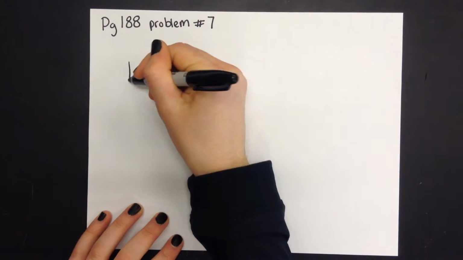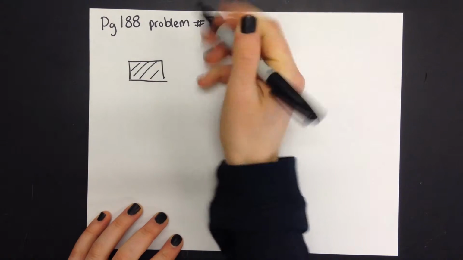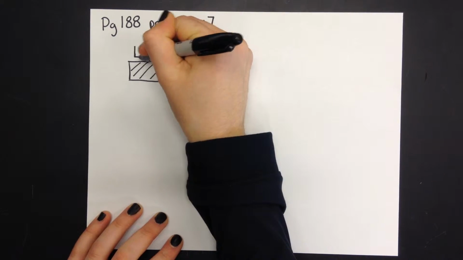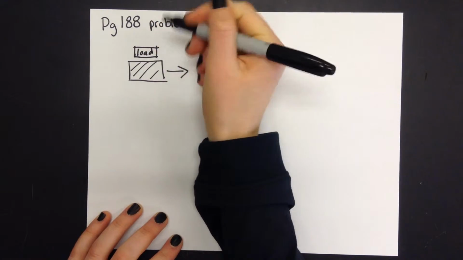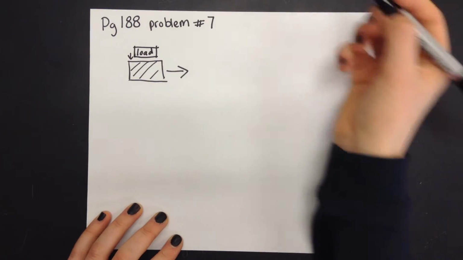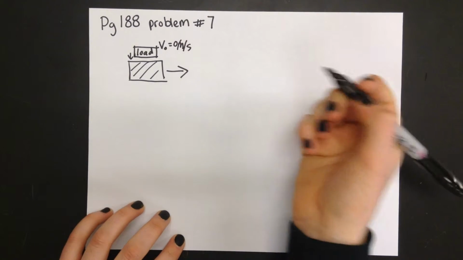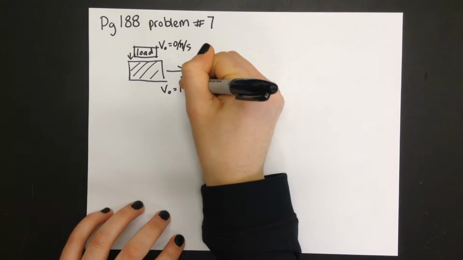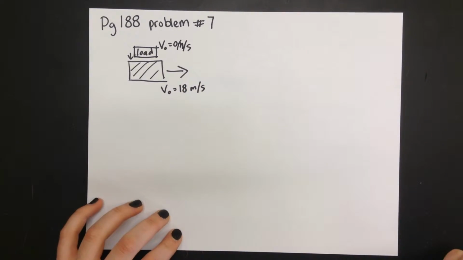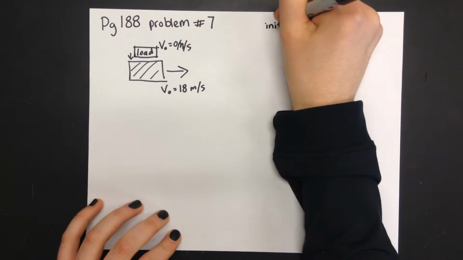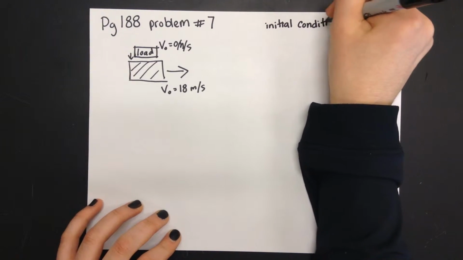Okay, so we're going to start this problem by using a picture to really understand what's happening here. First, we have the train car. Then we have the load that's being added to it. The car starts with an initial speed, while the load starts at rest and is placed onto the car.